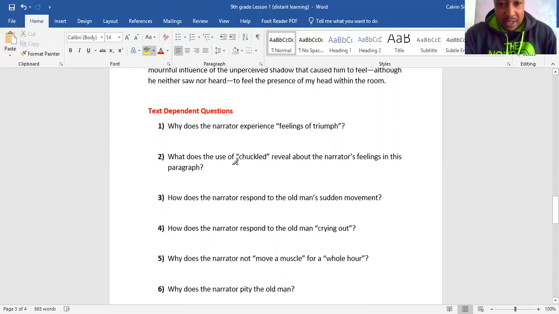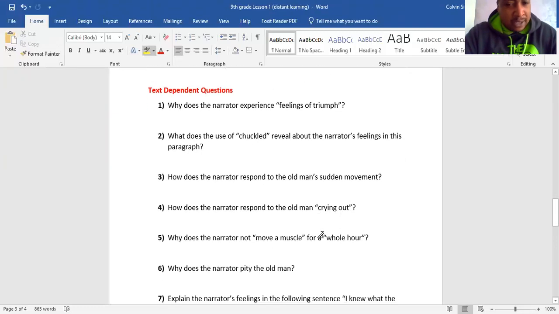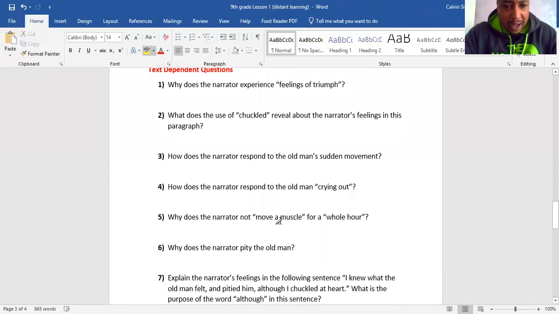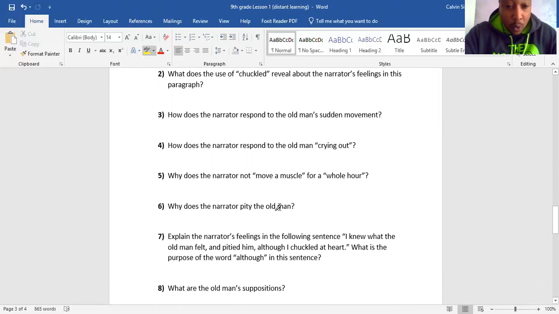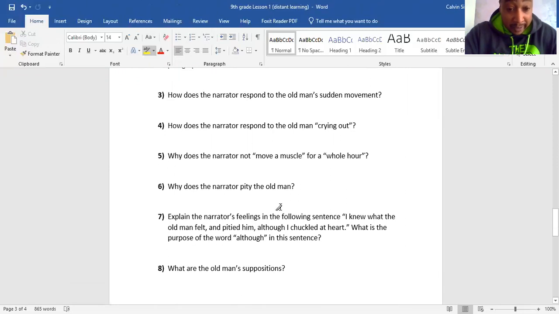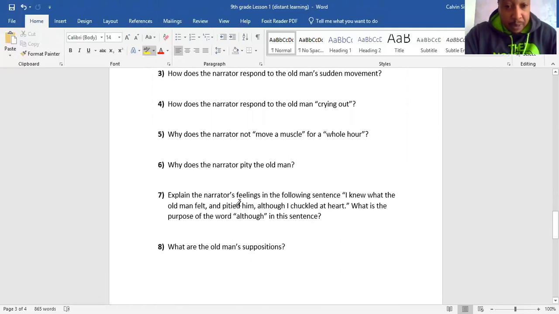Number 2, what does the use of chuckle reveal about the narrator's feelings in this paragraph? Number 3, how does the narrator respond to the old man's sudden movement? Number 4, how does the narrator respond to the old man crying out? Number 5, why does the narrator not move a muscle for a whole hour? Number 6, why does the narrator pity the old man? 7, explain the narrator's feelings in the following sentence.